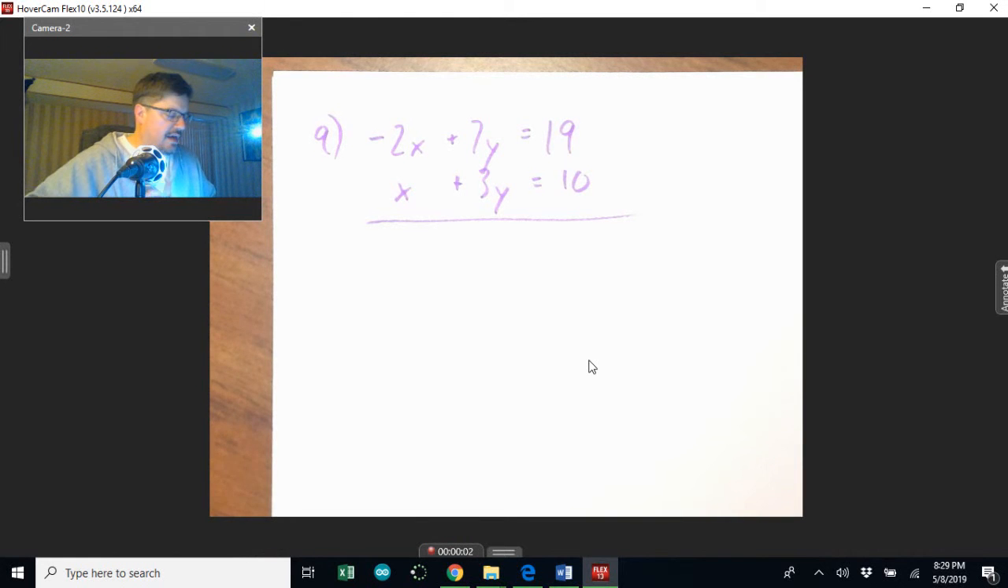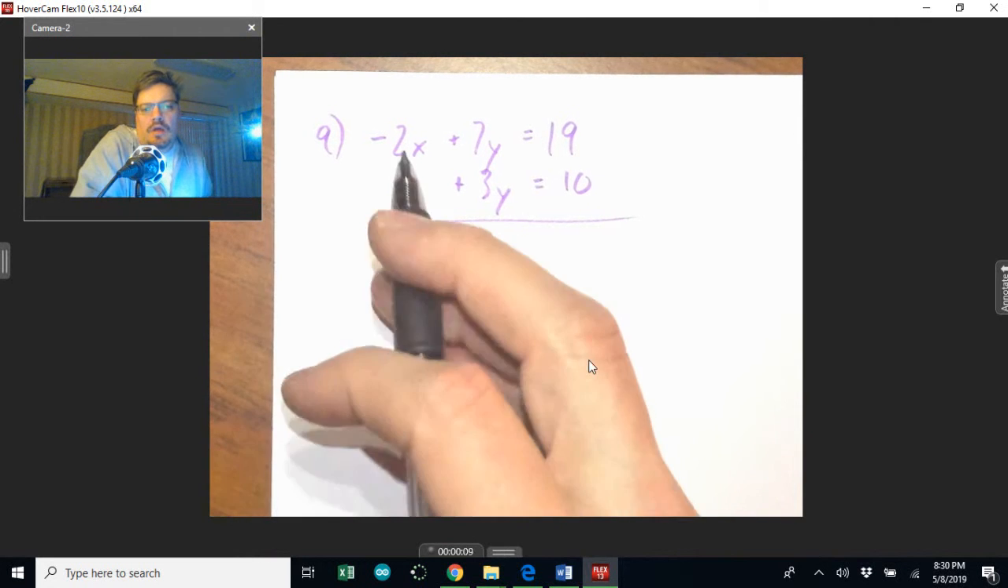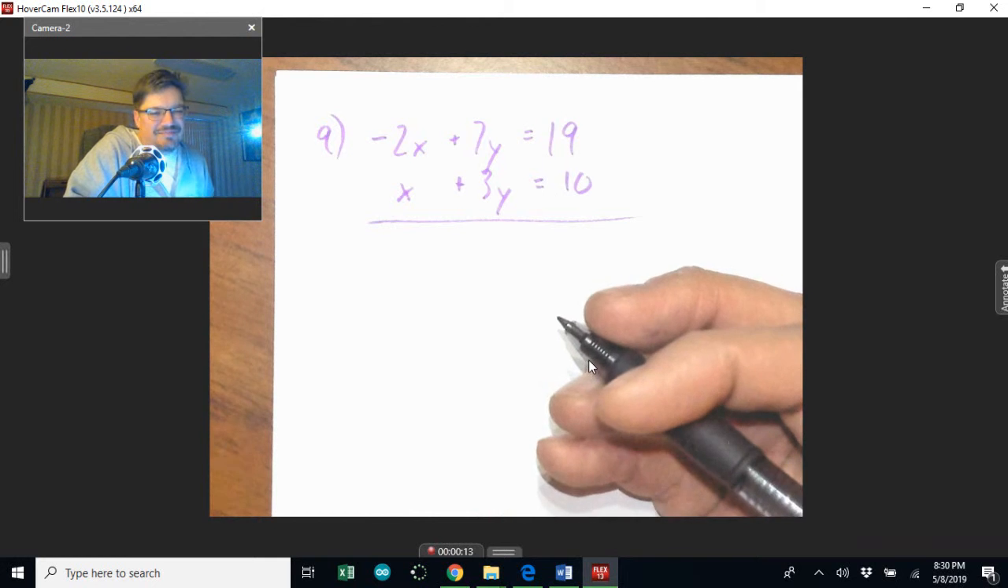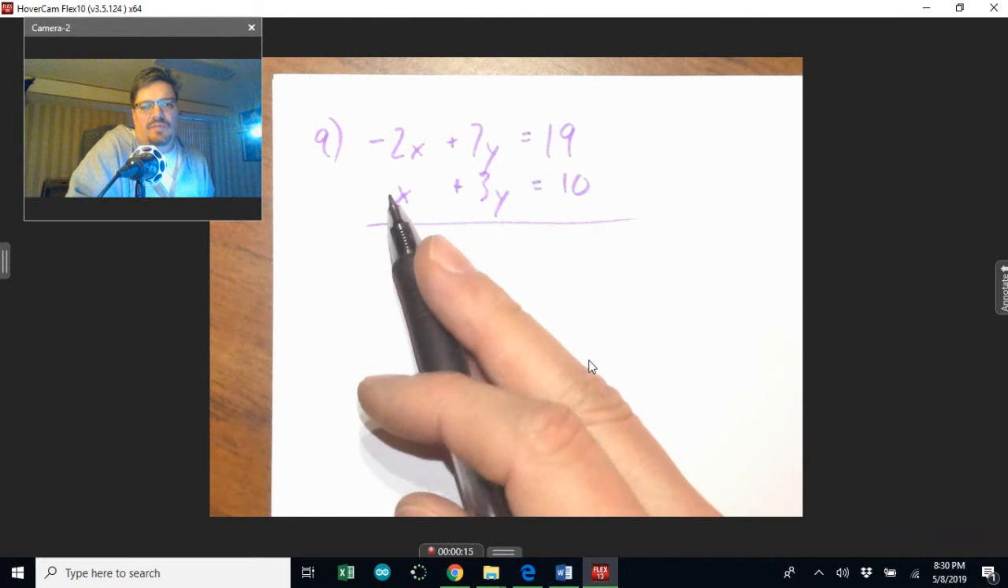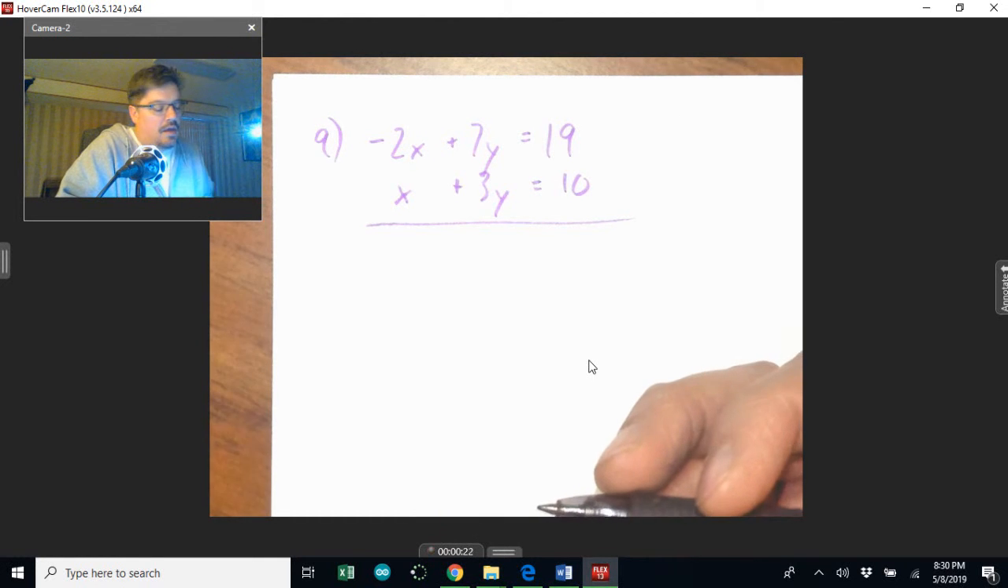Okay, now number 9 is a calculator problem. It says to just use a graphing calculator. Using a graphing calculator with this, you would probably want to do it by hand. I mean, you could multiply this line by 2, add, and quickly solve for y, plug it in, get x. It'd be faster, okay?